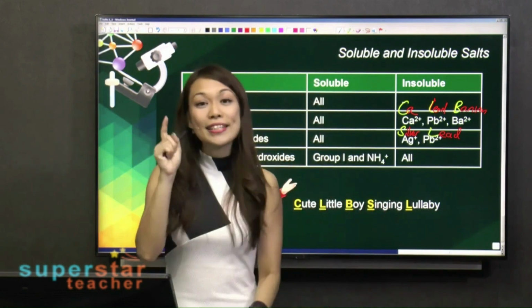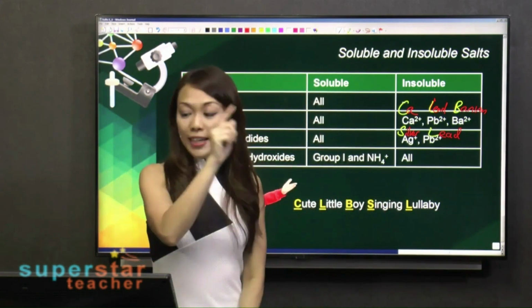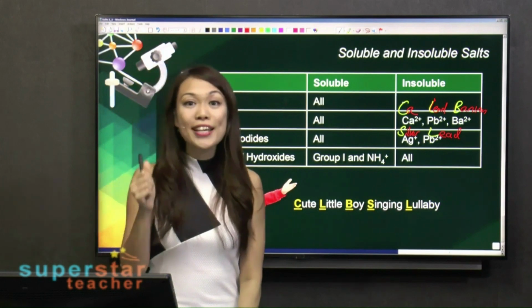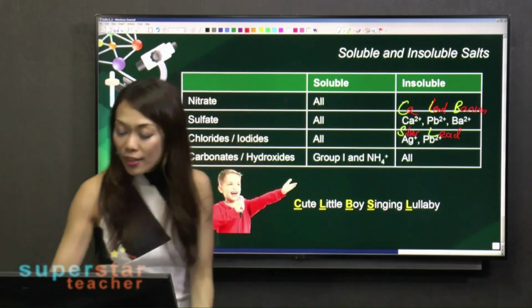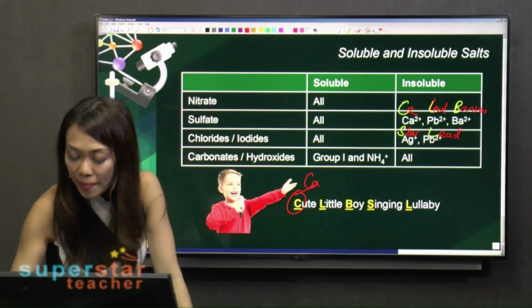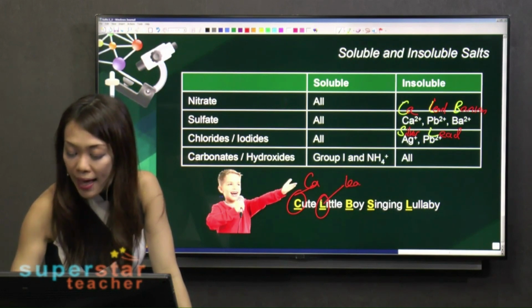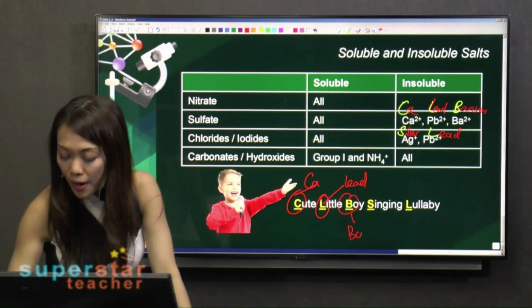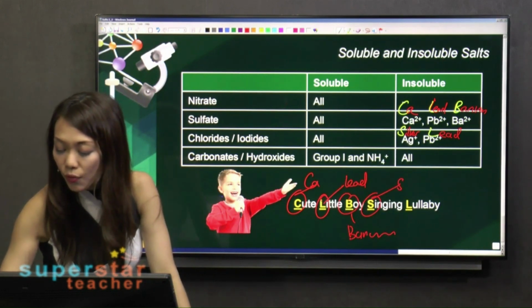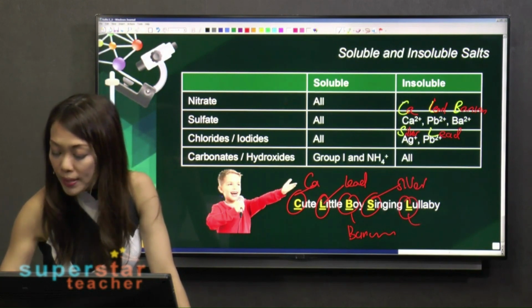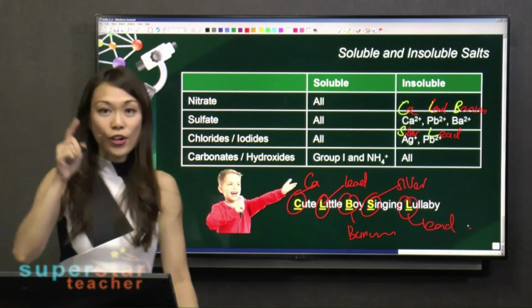Write it down one more time. Cute little boy singing lullaby. And Q represents calcium. This represents lead. B represents barium. Sing represents silver. And L represents lead. Have you got all this down?